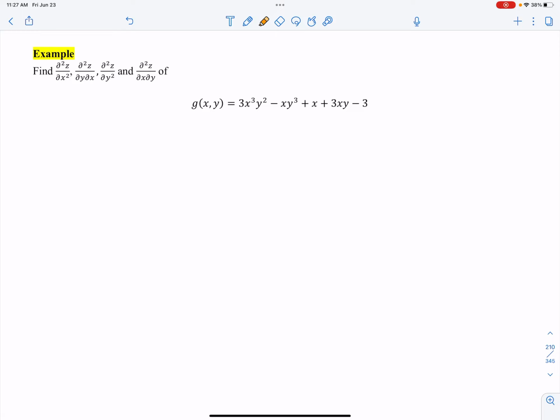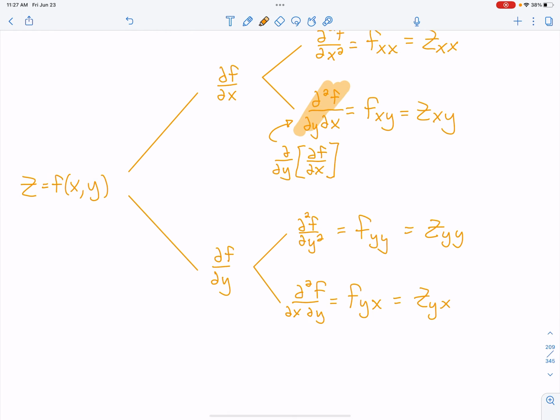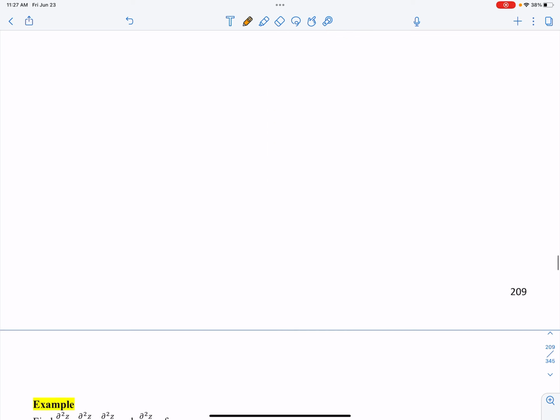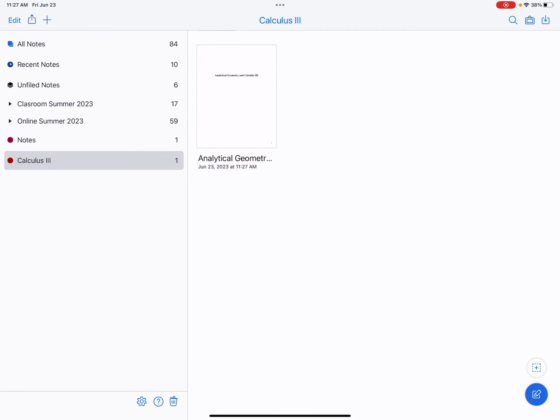Okay, so we want to find each one of these. Notice those are my four. I forgot to mention up here that these two are called mixed partials. They're partials, and the mixed part being x and y. So we need to find the double derivatives here and the mixed partials. We have to begin with just finding dz dx.